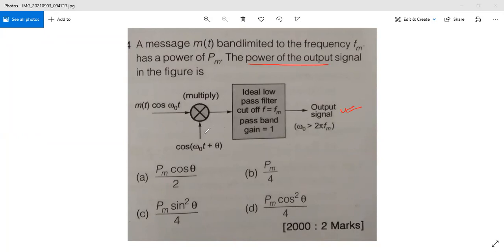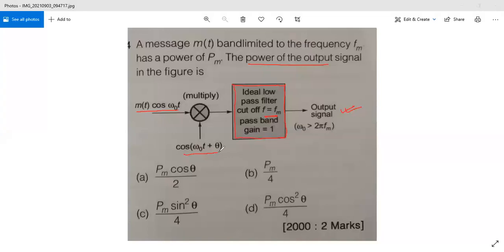According to the question, we have the signals m(t) cos omega naught t and cos(omega naught t plus theta). These two signals are passed through a multiplier, and after the multiplier there is an ideal low pass filter with a gain of 1, centered at frequency fm. So we have to find the output power.